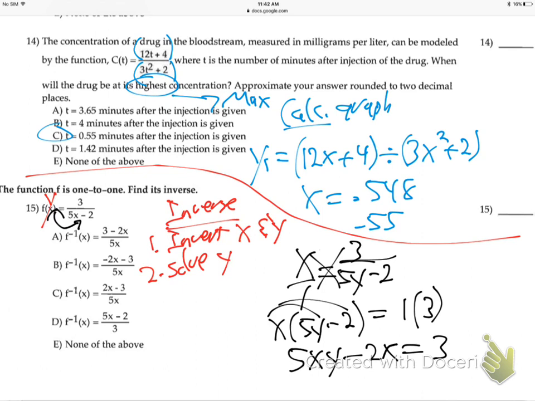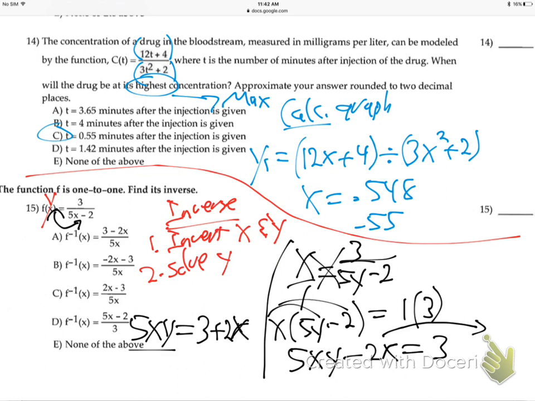Good to there so far? What are we trying to do? Solve for y. So just jump the 2x to the other side. I'm going to move it over here. You get 5xy equals 3 plus 2x. And then divide by the 5x. There it is. It's not there. It's none of the above.